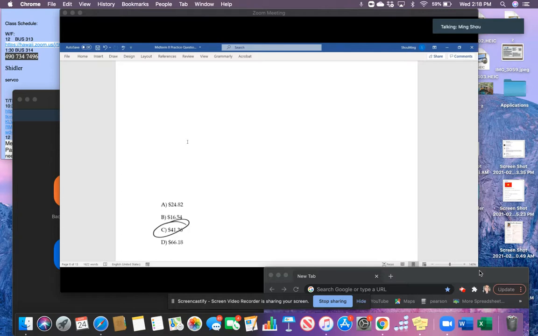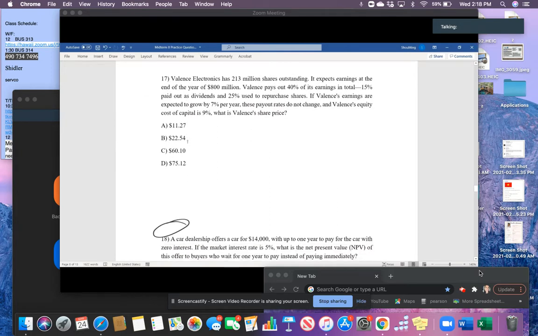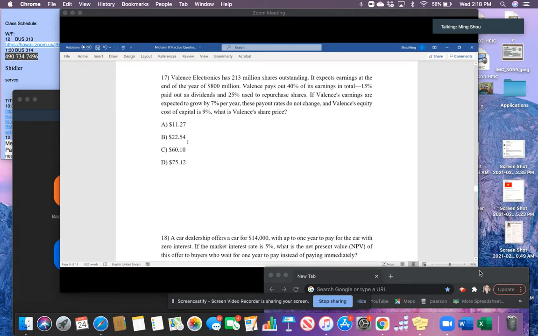All right, question 17. We have a company that has 213 million shares outstanding and expects earnings at the end of the year equal to 800 million. It will pay out 40% of its earnings in total. If the company's earnings are expected to grow by 7% per year, and the payout rate does not change, given the equity cost of capital equal to 9%, the question asks us, what is the share price? So for this question, we need to use the total payout model.